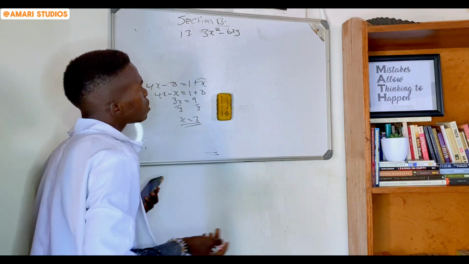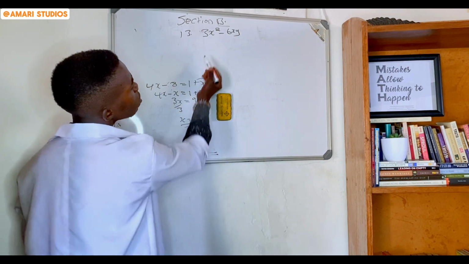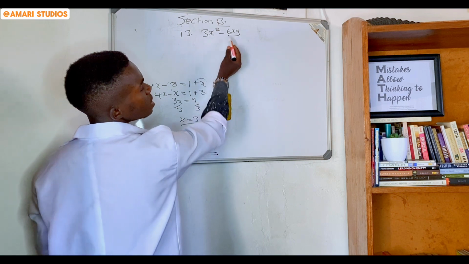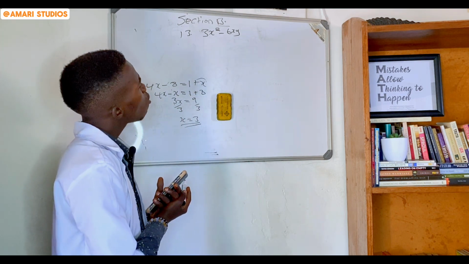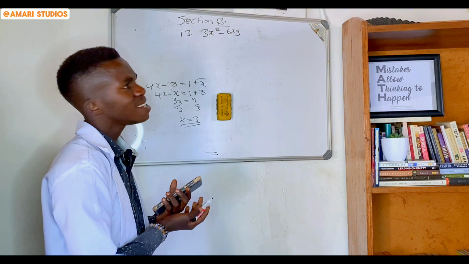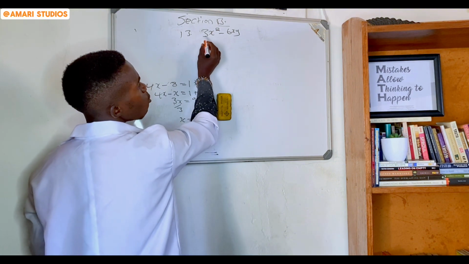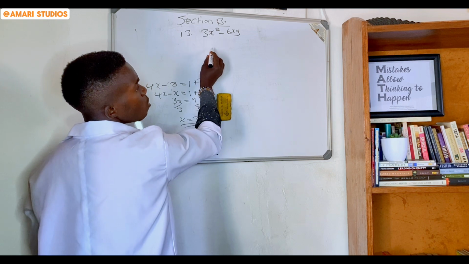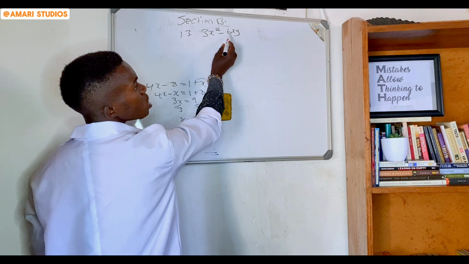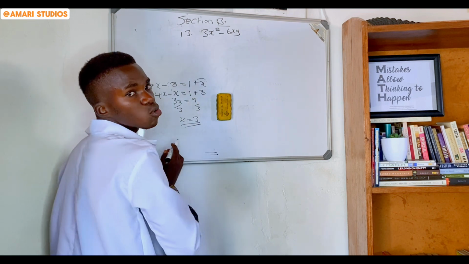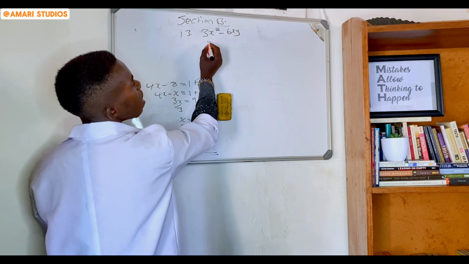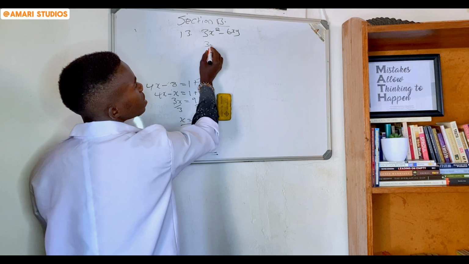So now you're going to ask yourself this question: what is common between 3x squared and 6xy? What is common between 3x squared and 6xy? So the thing that is common here, first of all, we have 3. 3 is common. The reason being is because 3 can enter into 3 and 3 can also go into 6. So meaning that our common number there is 3.